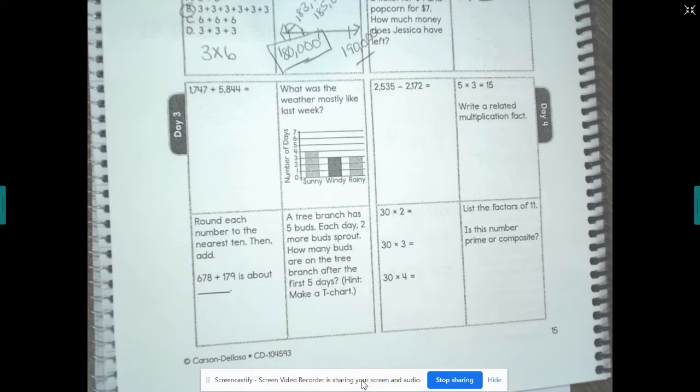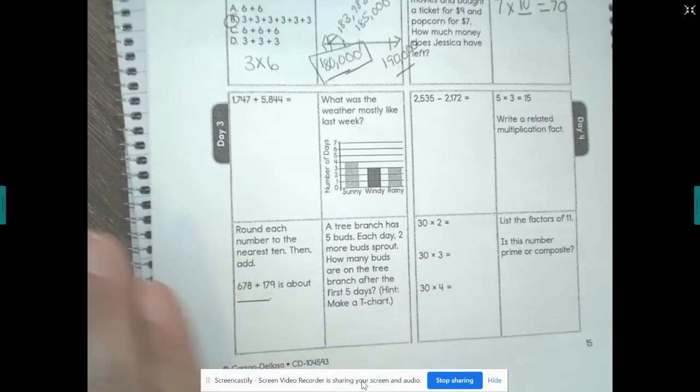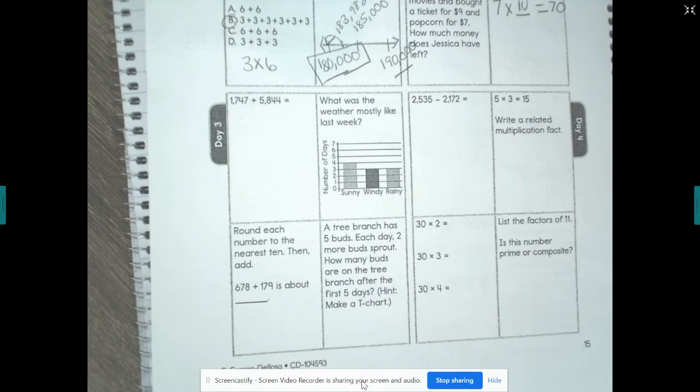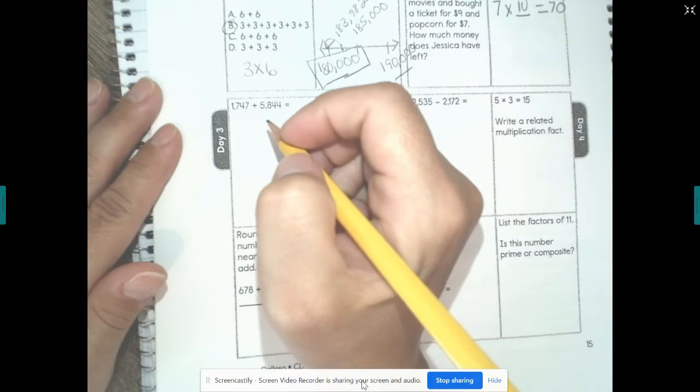Okay, boys and girls, we're on day 3 of week 4 for daily math. So we will be working these 4 problems here. Remember, these problems are going to be on your Google form as well. So make sure you're watching this video and checking your work.